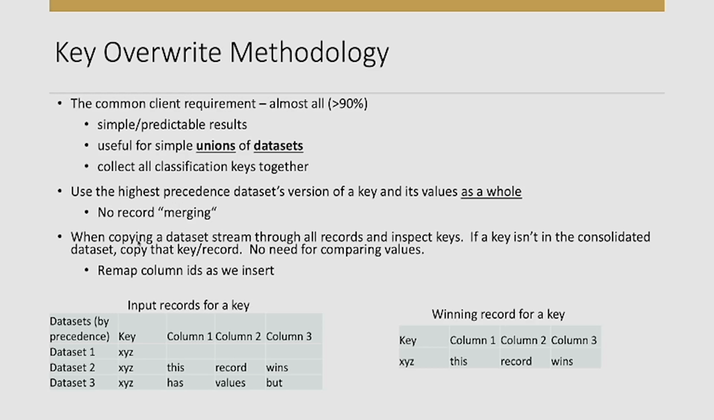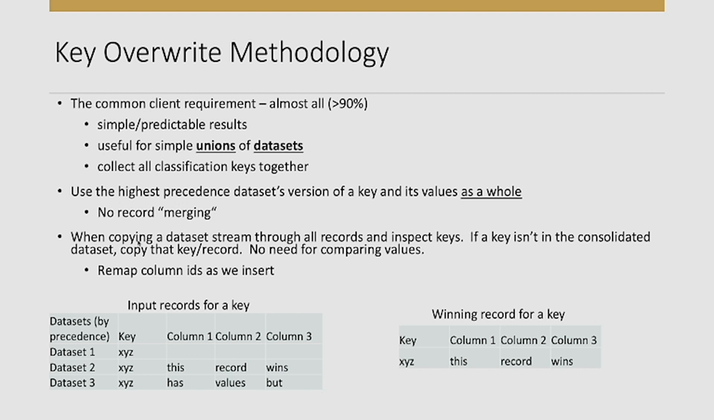So, algorithm time. The key override methodology is one of the 2 conflict handling strategies for consolidating data sets. This is really the common client requirement. It's what almost all of our clients want, greater than 90%. I was actually surprised by this. I expected more people to be interested in the key merge approach. I think a lot of it's due to the simplicity of the results that they'll get and just the use cases that they have.